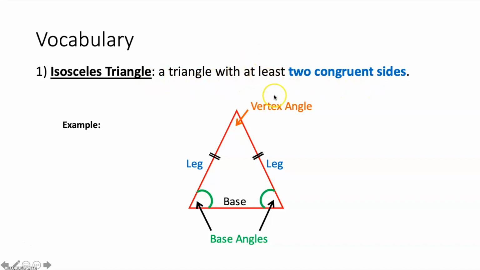Now, please note that it says an isosceles triangle is a triangle with at least two congruent sides, meaning that it could have three congruent sides, meaning that an equilateral triangle, a triangle that we're going to talk about in a second, where all three sides are congruent, would be considered technically an isosceles triangle as well, because it has at least two congruent sides.